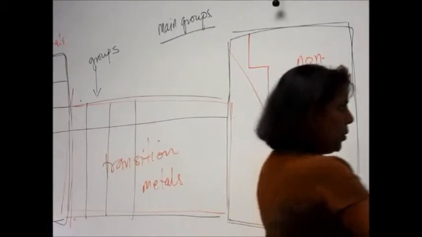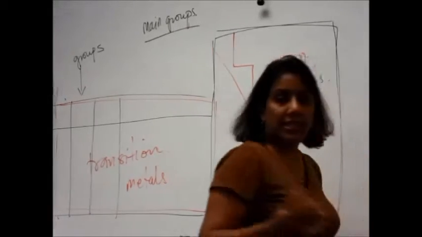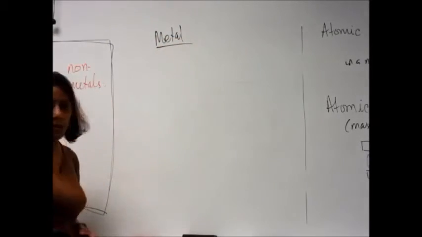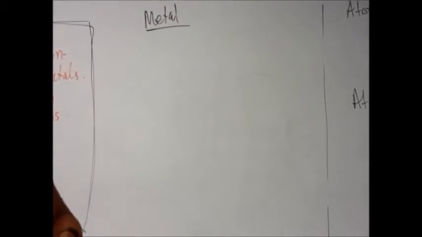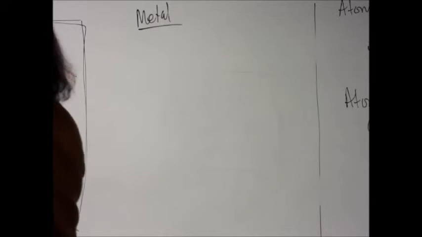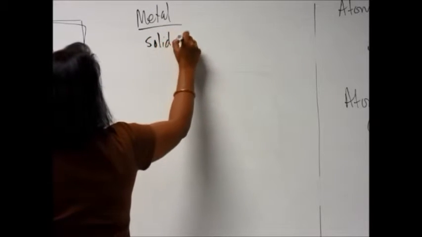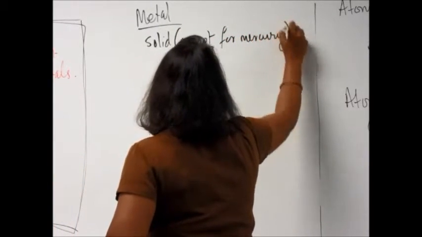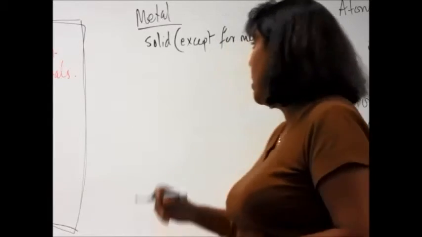Which brings us to a simple question: what is a metal? Quickly, I don't have much time. So let's start from the back somewhere. What's a metal? Give me any one property of metal. It's a solid. It's a solid, except for mercury. Very good. Except for mercury. That's the only liquid metal out there. Very good.